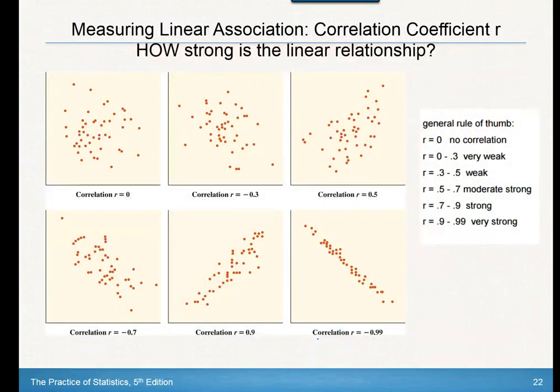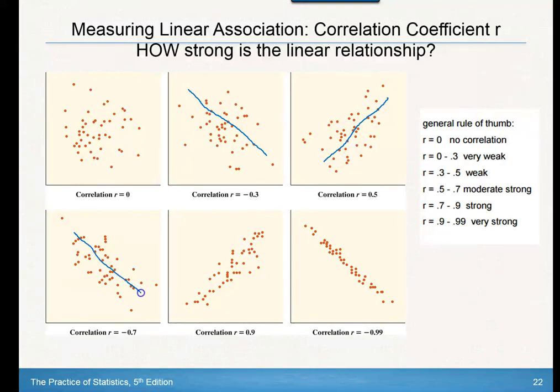So let's take a look at what some graphs look like. Here, notice we have a correlation of 0. So your points are all over the place. Here we have a correlation of -0.3. If you draw a line, it's kind of going down, but the points aren't very closely packed around the line. A correlation of 0.5 is about moderate. If I draw a line, I've got points above and points below, but they're not super tightly packed.